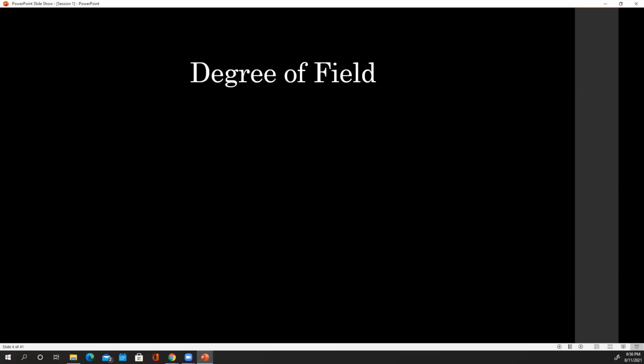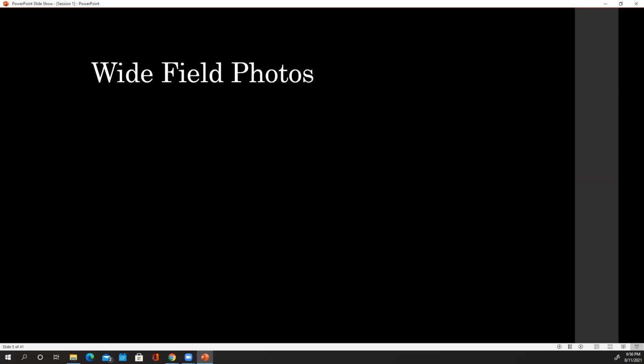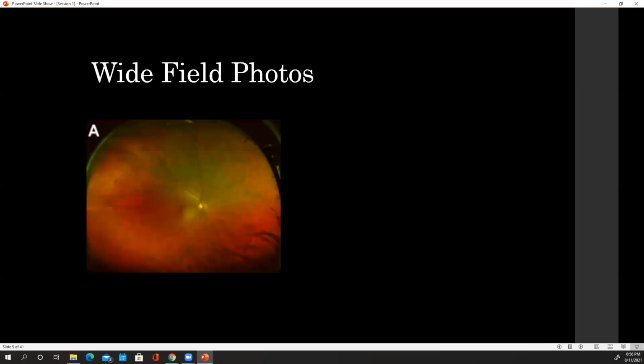Now, let's go through degree of field so you see what it is. Here are three different images that show three different degrees of field. This one's 20 degrees, this one's 35 degrees, and this one's 50 degrees. You can see that as we pull out our camera, we see bigger and bigger degrees of the retina, okay? Now, here's one interesting point. This is a wide field, this is our 200 degrees. We think it's 160, right?